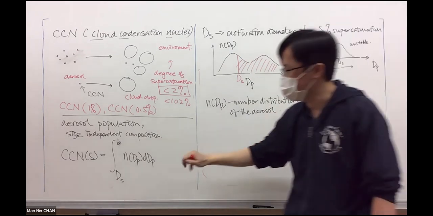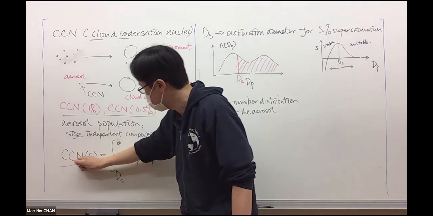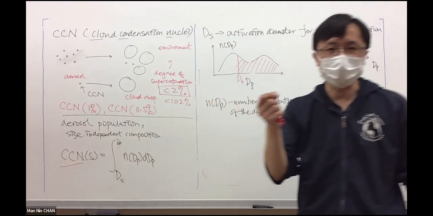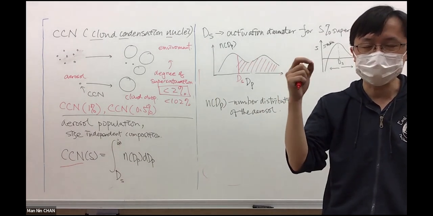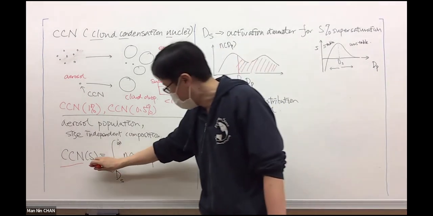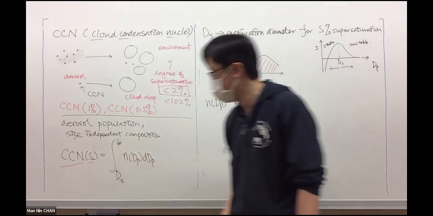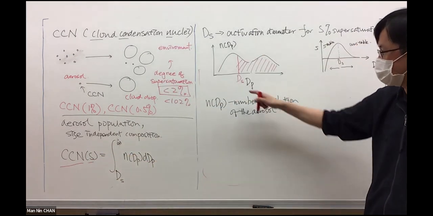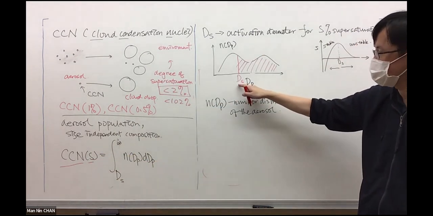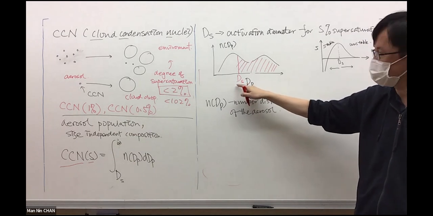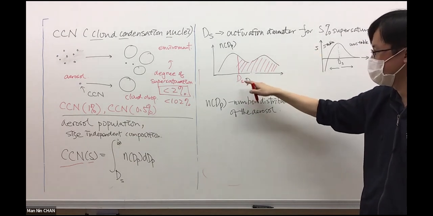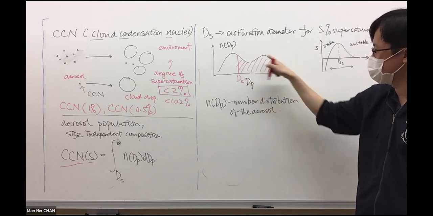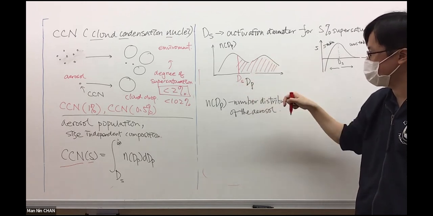So if I'm interested in the CCN, that means we're looking at the aerosol that can be activated to form the cloud droplet at a given degree of supersaturation S. Because this activation diameter depends on your critical supersaturation, but above this size, these aerosol will be activated.